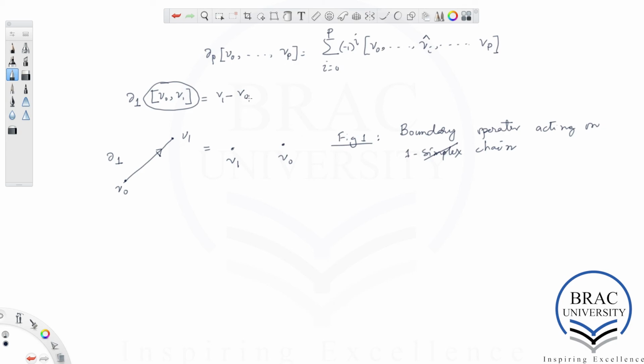Every time something like this will follow, although we are not going to specify these things in detail, you have to understand that things like this are happening. We will interchangeably use p simplices with p chains. Whenever we say that the boundary operator acts on p simplices, we actually mean the boundary operator acting on the corresponding elementary p chains.